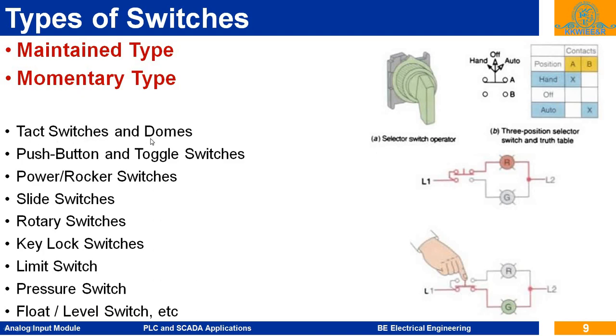Now let's see what the different switches are: tact switch and dome switches, push button and toggle switches, power rocker switches, slide switches, rotary switches, key lock switches, limit switches, pressure switches, float level switches. These are the various switches or buttons used in industry for different applications.